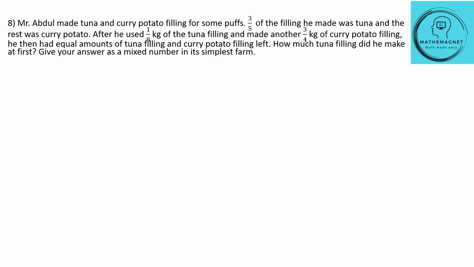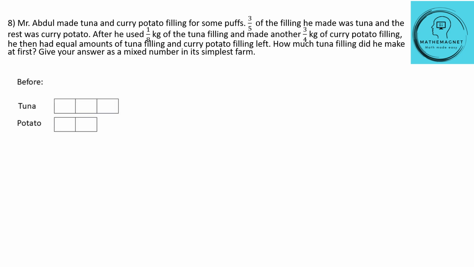Let's look at the next question. Mr. Abdul made tuna and curry potato filling for some puffs. 3 by 5 of the filling he made was tuna and the rest was curry potato. After he used 1 by 8 kg of the tuna filling and made another 3 by 4 kg of curry potato filling, he then had equal amounts of tuna filling and curry potato filling left. How much tuna filling did he make at first? Give your answer as a mixed number in its simplest form.